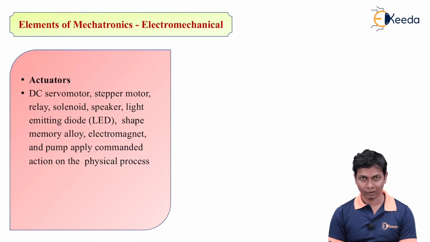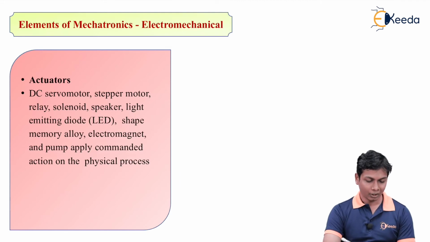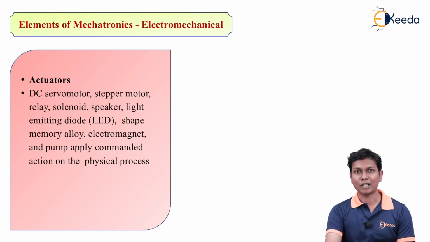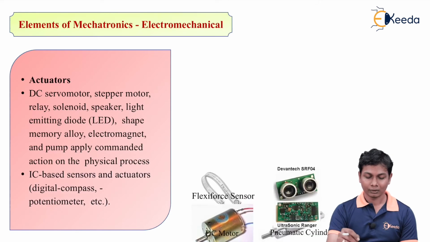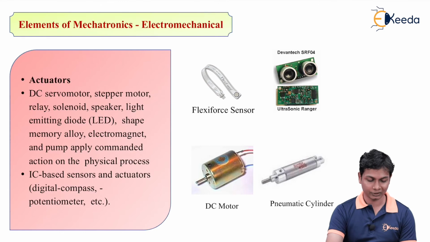Now, another part of the key elements of mechatronics in the electromechanical part is the actuator. Now, in actuator, DC servo motor, stepper motor, solenoid, speaker, light emitting diode, that is the LED, shape memory alloy, electromagnetic and pump applied to the commanded application on the physical process are included. That means the various signals coming from the sensors are again commanded to the actuators. Here are various examples of electromechanical actuators.